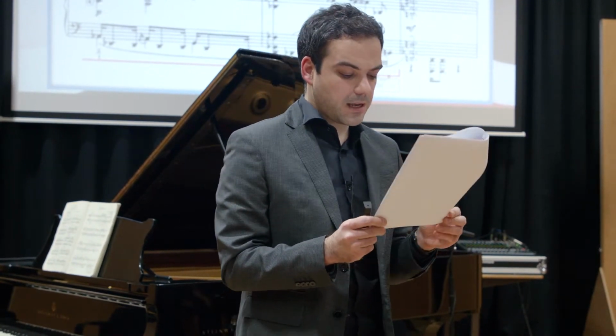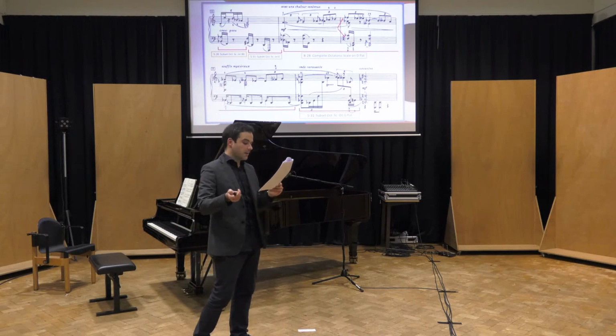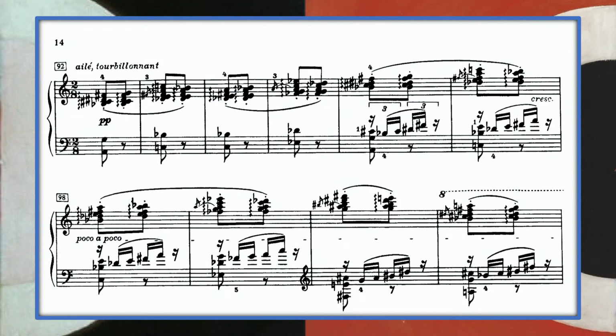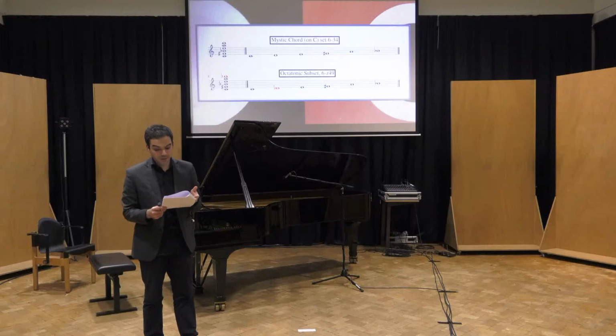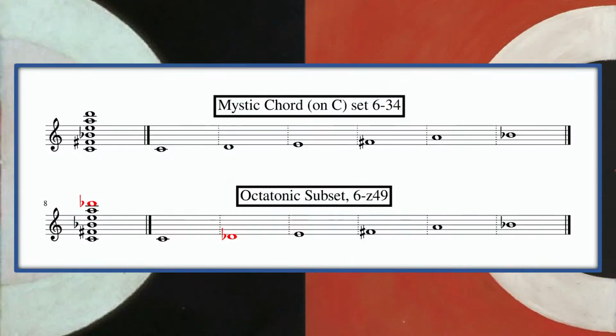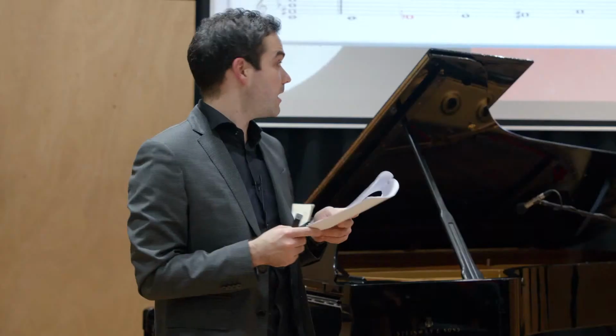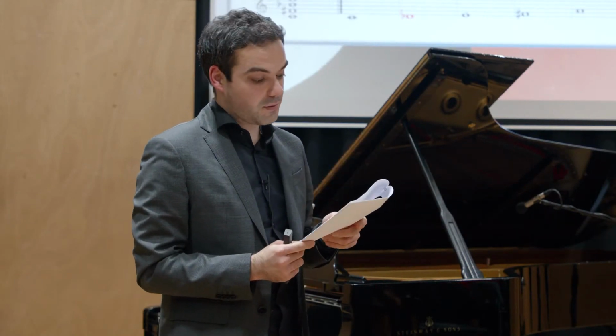Another good example of the sonata's architecture is the tumultuous dance of bars 92 to 101. This passage belongs to the sonata's first big span of pure octatonic writing. The dance consists of an upward octatonic harmonic movement of minor thirds using the 6Z49 set. This set is a six-tone subset of the octatonic scale, which is maximally related with a mystic chord, sharing with it five of its six pitches. It's a bit of a theoretical explanation, meaning that this set, which is a subset of the octatonic scale, has five of the six notes of the mystic chord.